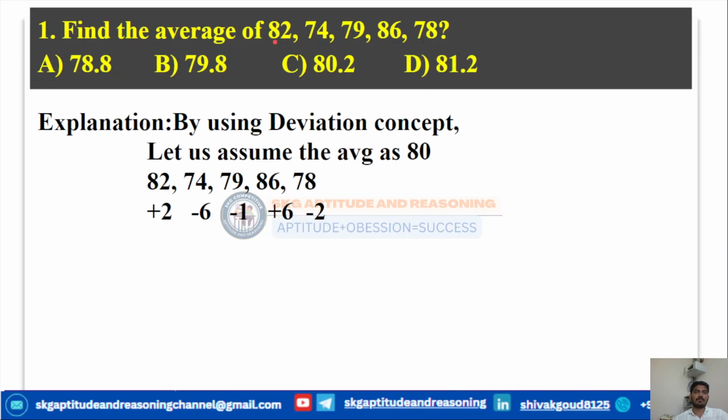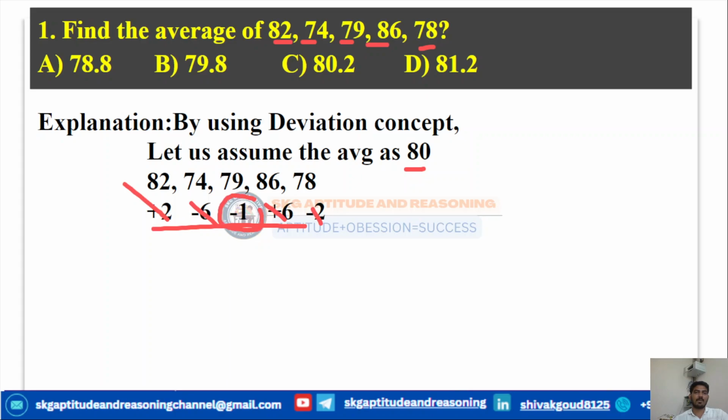Find the average of 82, 74, 79, 86, 78. We are solving this by using the deviation method. I'll assume my average as 80 in this one. Then compare how much the deviation is. It is greater by plus 2, lesser by minus 6, minus 1, plus 6 and minus 2. So plus 6 and minus 6 get cancelled, minus 2 and plus 2 get cancelled. So I'm left with minus 1 here.